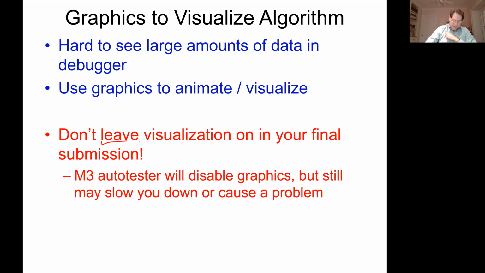It's best not to leave graphics on in your final submission. In our auto testing, we actually disable your graphics, so we have a call to turn them off. The reason is we don't want you hanging the auto tester. So generally, even if you forget and leave visualization on, it'll be okay. But for the best safety, in your final submission, if your algorithm has been drawing stuff to the screen, have it defined out or some other way to turn it off, so that you don't unintentionally slow down your algorithm because it's still trying to draw stuff to the screen. Okay?